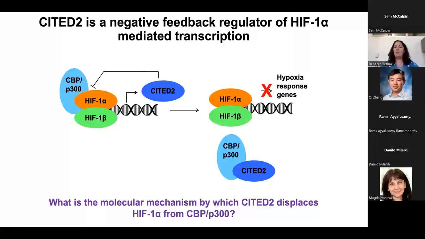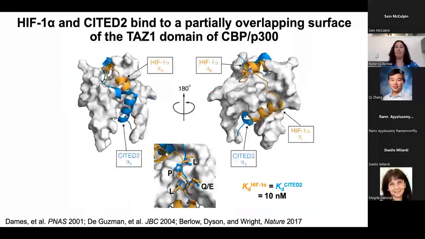And specifically, we were interested in understanding what the molecular mechanism might be by which CITED2 is able to displace HIF1 alpha from CBP and P300. And simply the reason we were interested in this is because both HIF1 alpha and CITED2 use C-terminal disordered transactivation domains to interact with the TAZ1 domain of CBP and P300. So we hypothesized that disorder was really important for regulating this behavior.